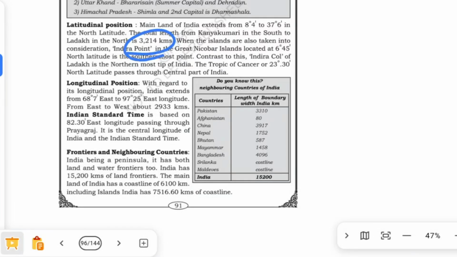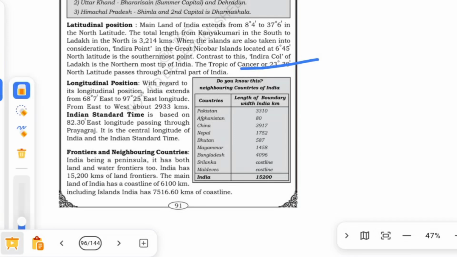Taking the island into consideration, remember Indira Point. Indira Point in the Great Nicobar is located at 6 degrees 45 minutes north latitude. You must remember the southern point. Indira Col of Ladakh is the northernmost tip of India, and the southernmost point is Indira Point.